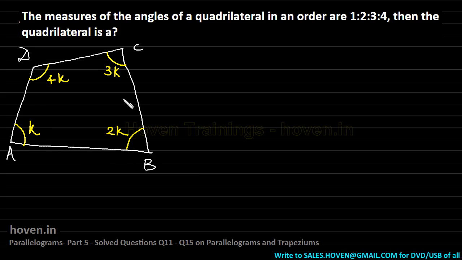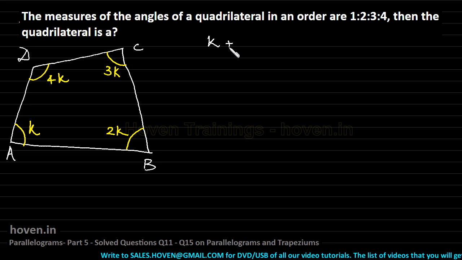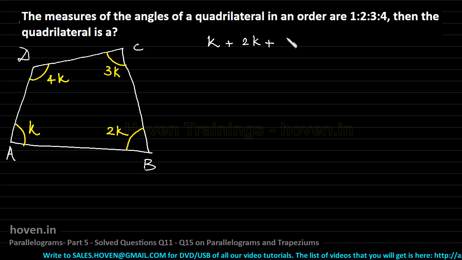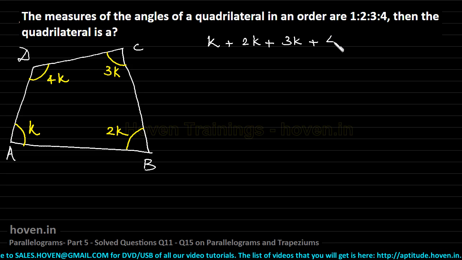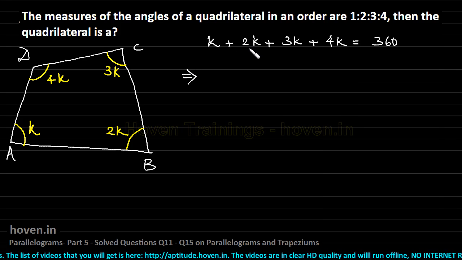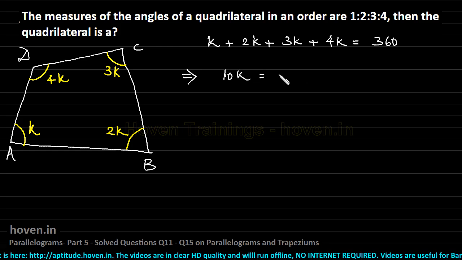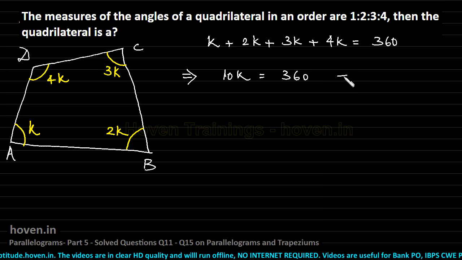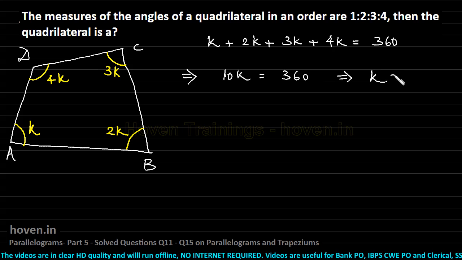Now, the sum of the interior angles of any quadrilateral is 360 degrees. So, we can add all 4 angles, K plus 2K plus 3K plus 4K equal to 360 by the angle sum property, which implies K and 2K will be 3K, 3K and 3K, 6K and 4K, 10K equal to 360, which implies K should be equal to 360 by 10, equal to 36.